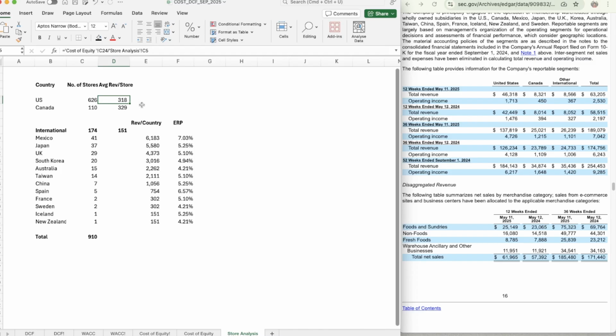What do we want to do? No. Okay, look, it's okay. I think it'll mess up on the cost of equity, so we'll leave it.